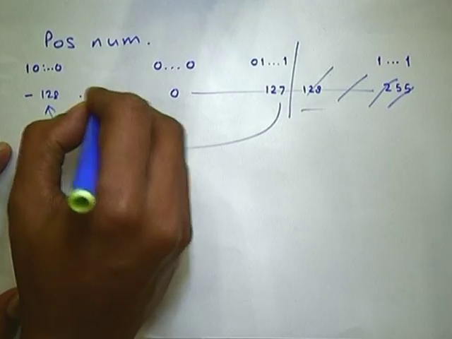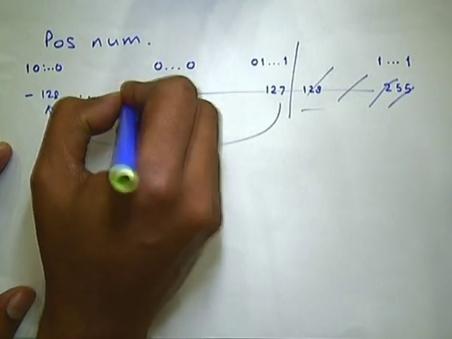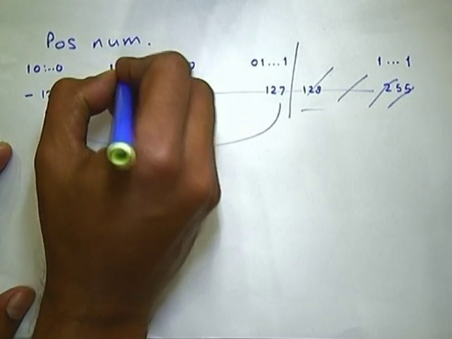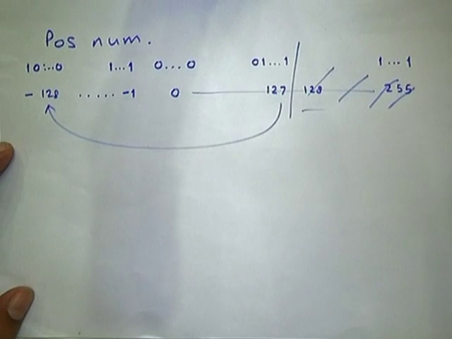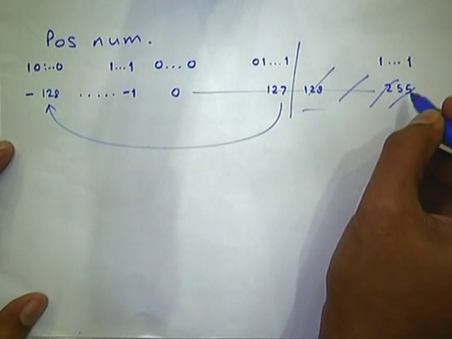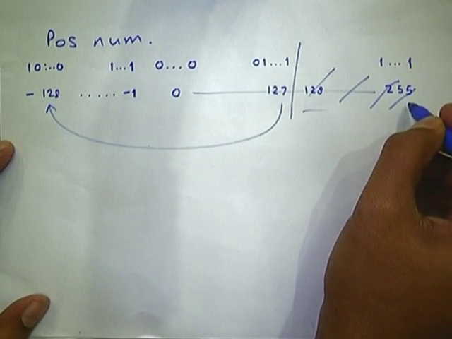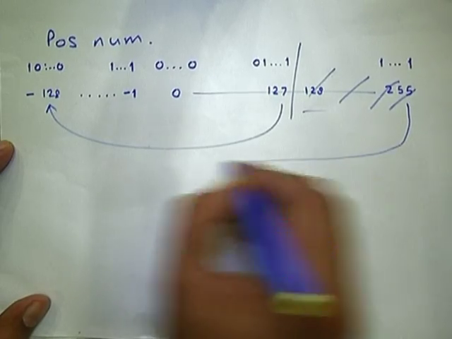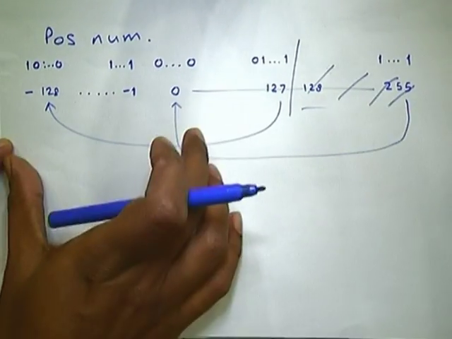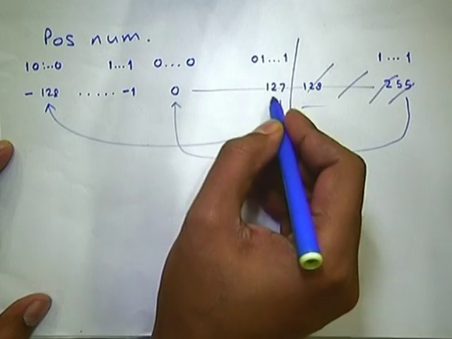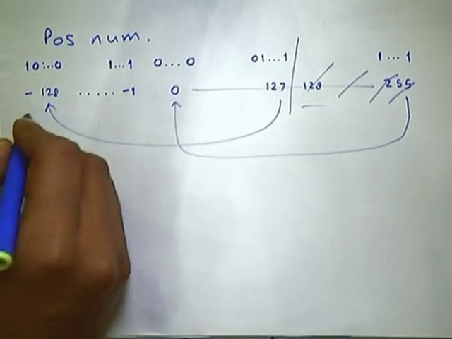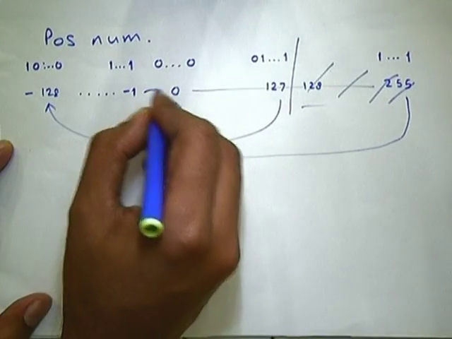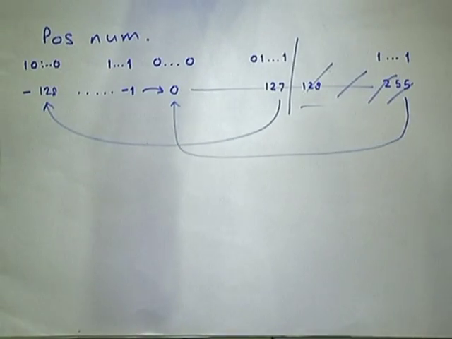And then you start incrementing again until you go to minus 1, which happens to be the pattern of all ones. Okay? So what used to be a wraparound from the largest positive value of 255 back to 0 has now shifted. Now the wraparound happens from 127 to minus 128, and minus 1 to 0 is not really a wraparound, it's just the next value. Okay? So that's 2's complement arithmetic.